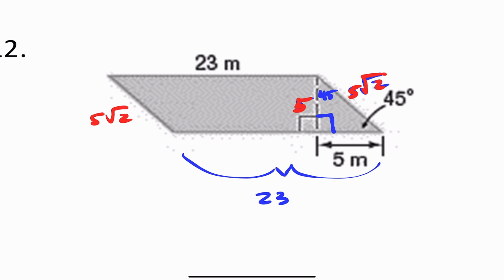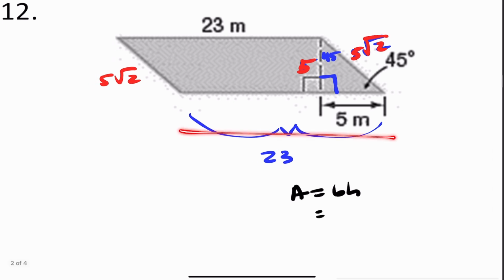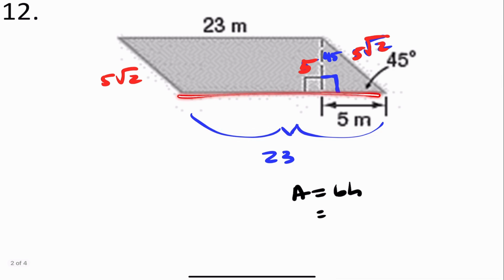So I'm going to go ahead and find the area now, which is going to be A equals base times the height. The base and the height will be perpendicular to each other. So the base here is what? 23. And this is my height, which is 5. So 23 times 5 is 115 square meters.